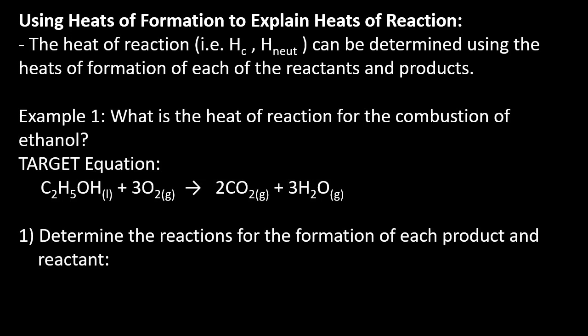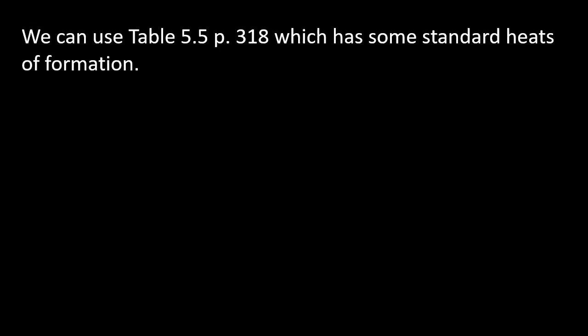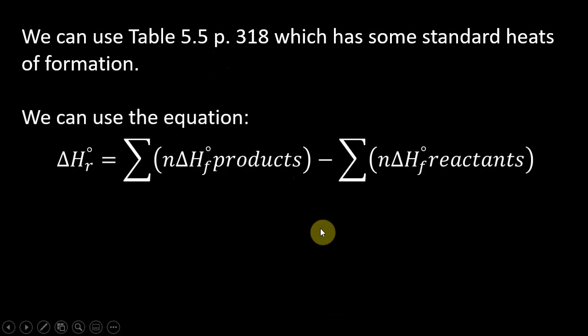And so what we need to do is first of all determine the heats of formation of each of the products and the reactants, and then rearrange the heats of formation equations so that products and reactants are the same as the target equation. So that's the standard way of using Hess's law. And there is a quicker and a little bit easier way of doing that. And well, one question that does come up is where do we get these values? There's a partial table in your textbook on page 318, table 5.5, that has some of these values that you might be able to use.